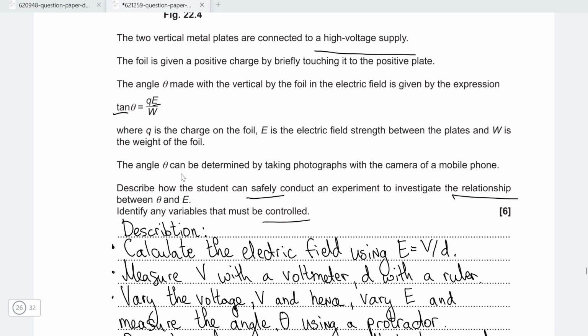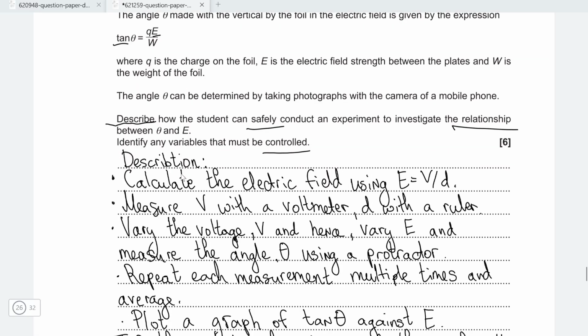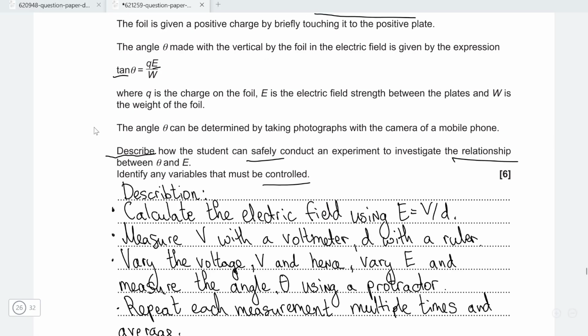Okay, so I'm going to make a little section on essentially each of the things that we need to do. I'm first off going to start off with the description. So in order to calculate the electric field, we need to use the equation V over D. So we're going to calculate the electric field using E is equal to V over D. How are we going to measure each quantity? We're going to measure V with a voltmeter.